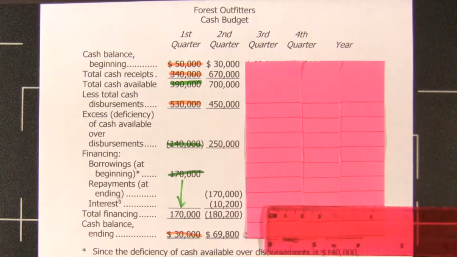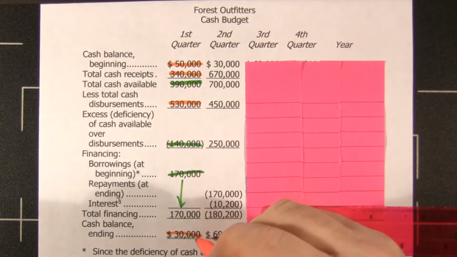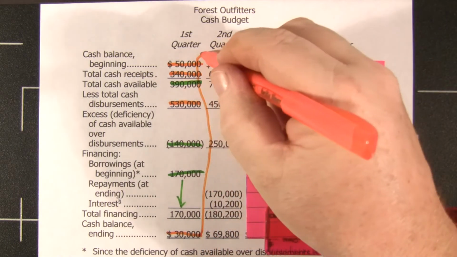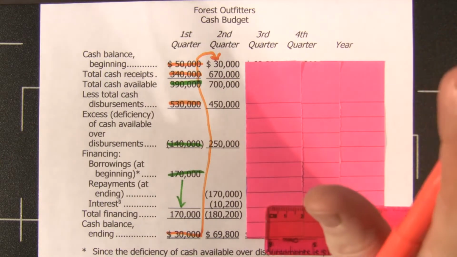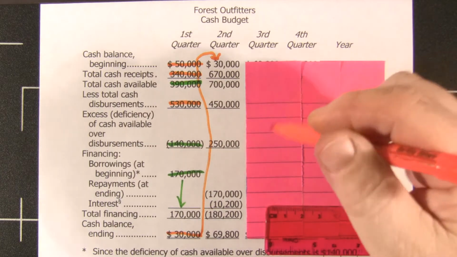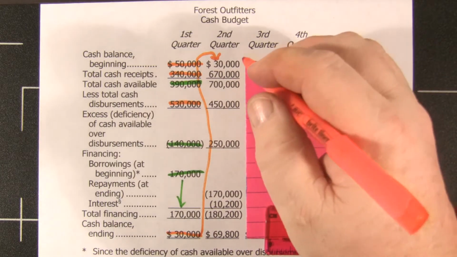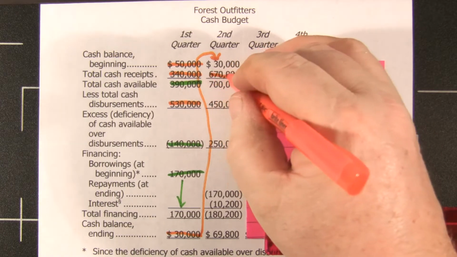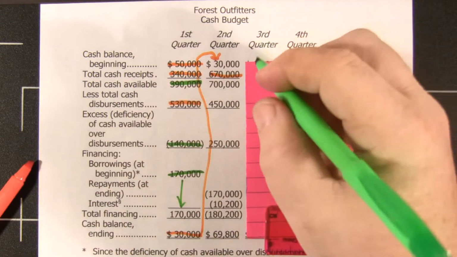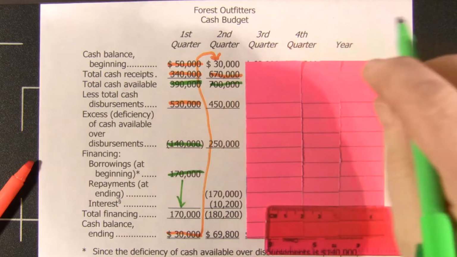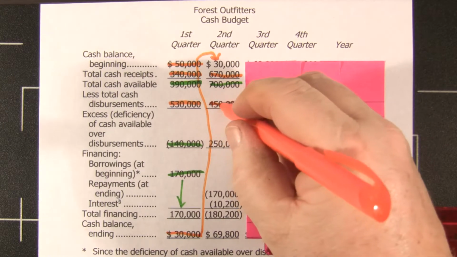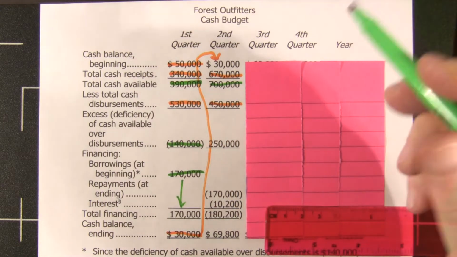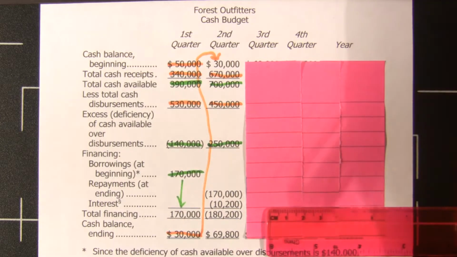Second quarter, they tell us, same deal. Now remember, we have the $30,000 minimum, so we can't start with less than that. If we have more, we can have more. So we start with our 30, and they tell us our cash receipts will be $670. So the $670 plus the $30 will have a total of $700,000 available.